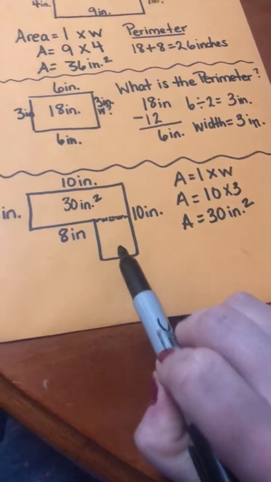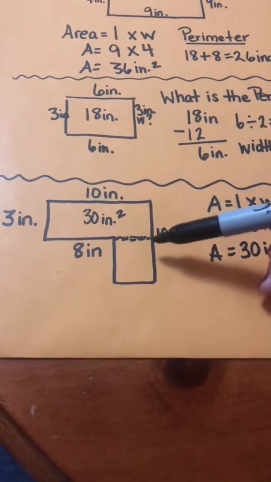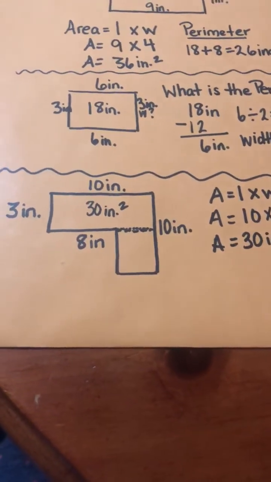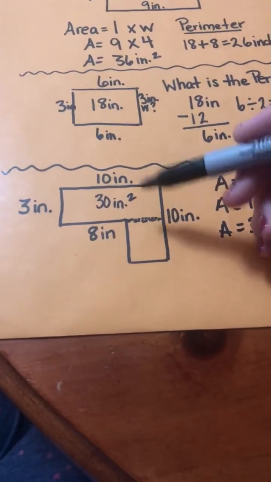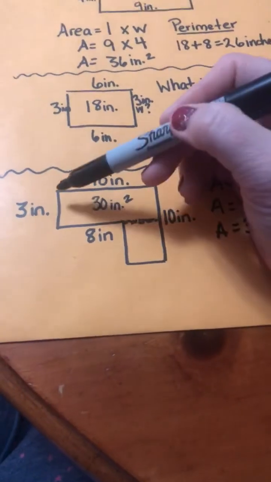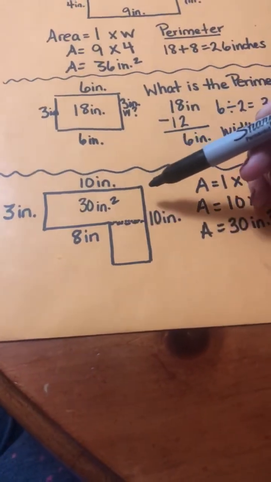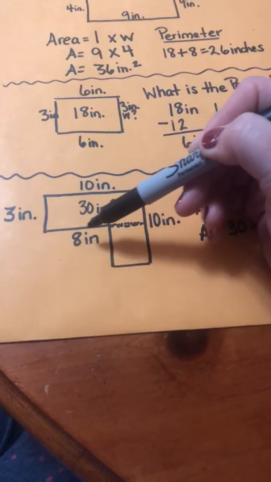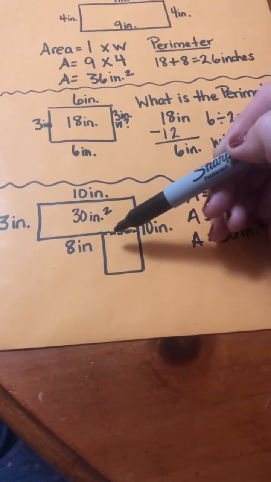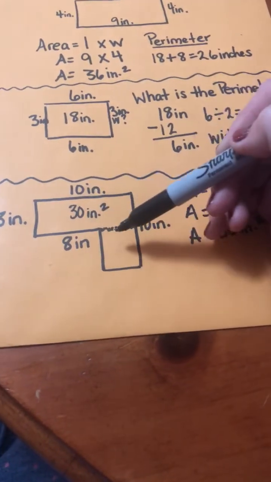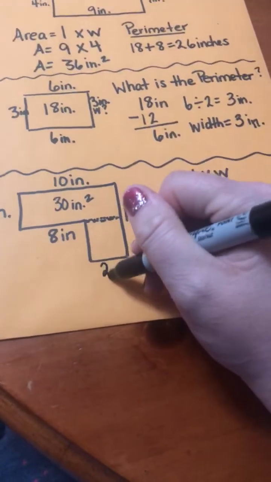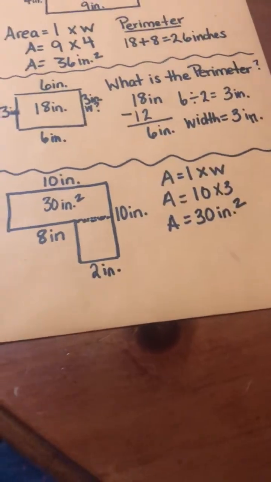Now to find this one, it gets to be a little bit trickier because we haven't been given the measurements of the smaller space in this figure. But if we know that it's 10 all the way across, and from here to here is 8, then the rest of the way would have to be 2, because 8 and 2 is 10. So we know this is 2 inches.